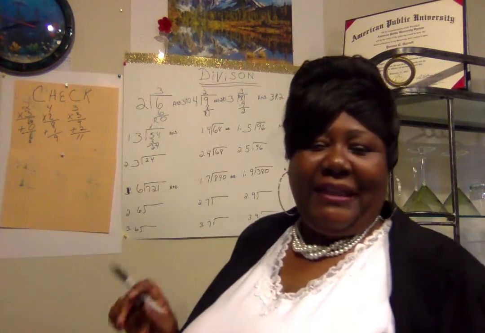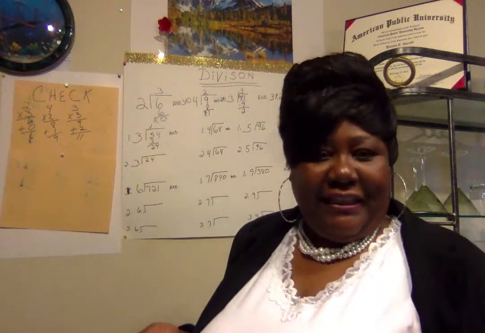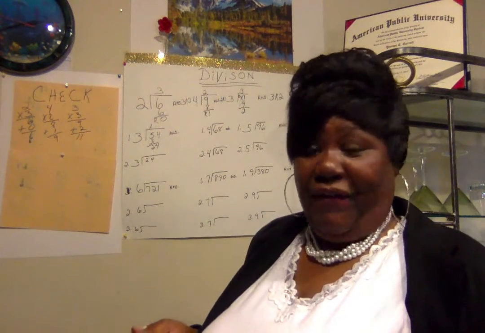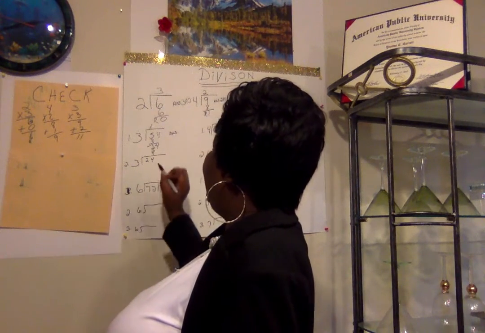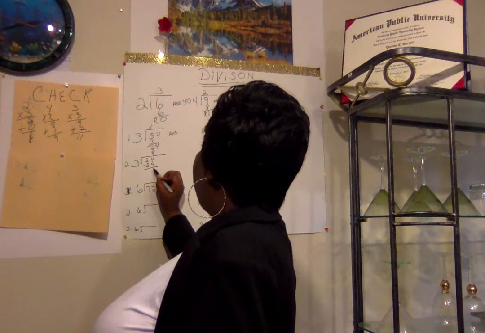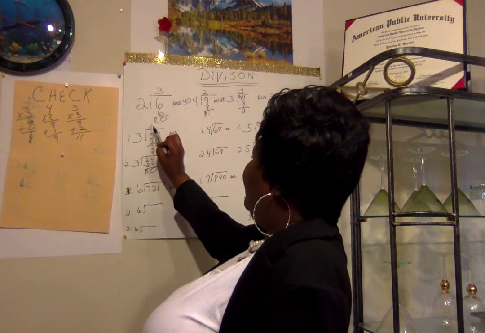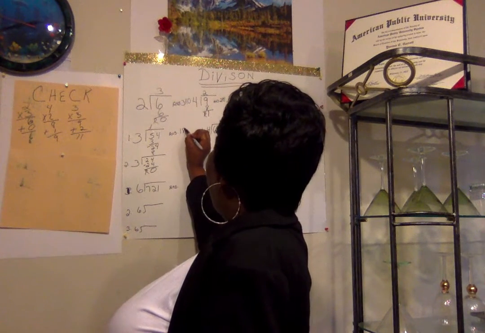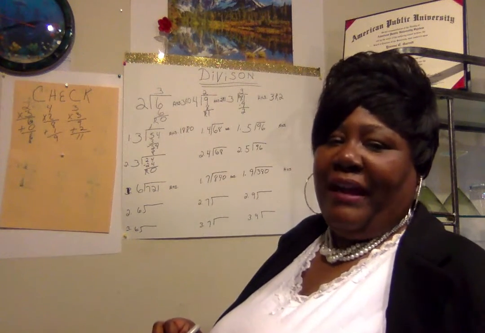You know 3 times 9 is 27, and 27 is larger than 24. So you go with the next lesser number, 8. So 3 times 8 is what? 24. And 24 from 24 is what? 0. So your remainder is 0. You want to use the numbers on the top as your answer, 1, 8. So you write 1, 8, and remainder 0. So your answer is 18, remainder 0.